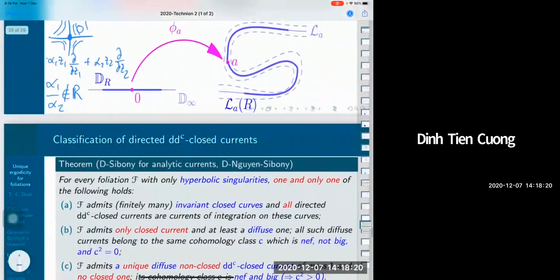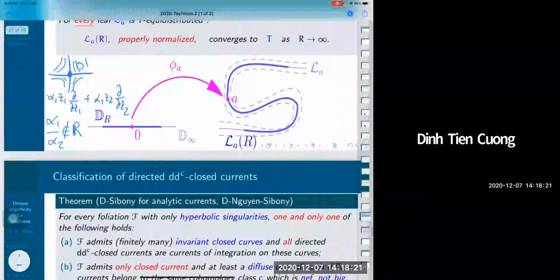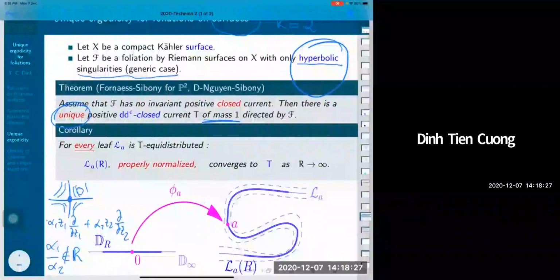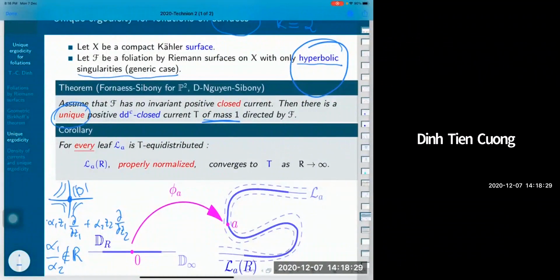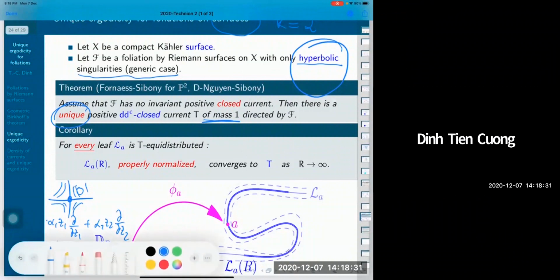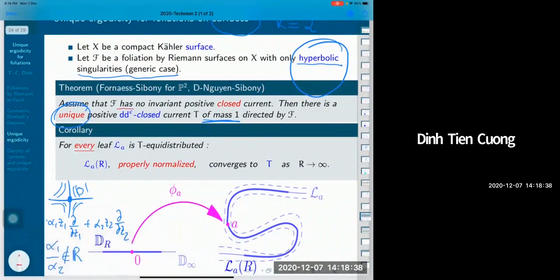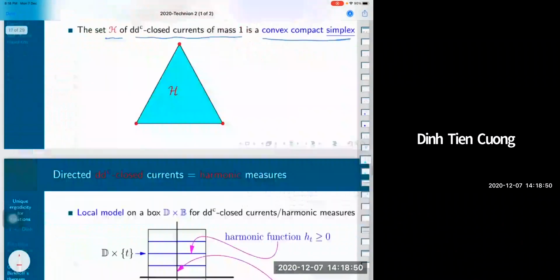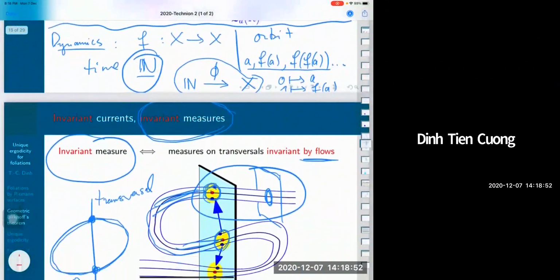Come back to my slides here. Oh, sorry, I forgot another hypothesis. I assume that F has no invariant positive closed current. This is a hypothesis here. So let me also come back to this slide here.